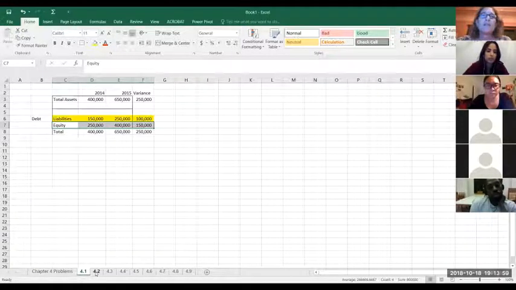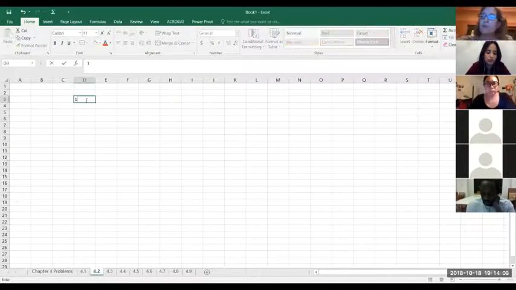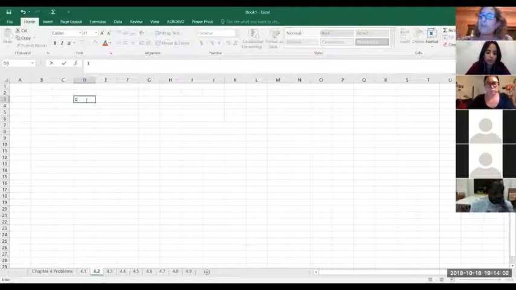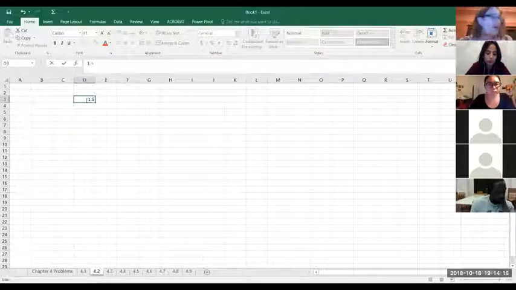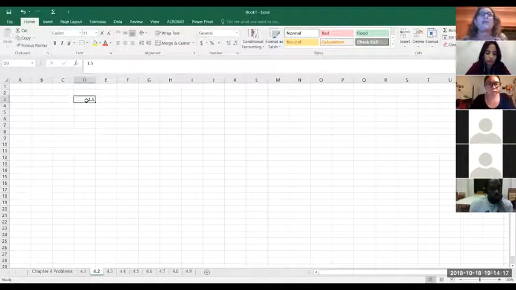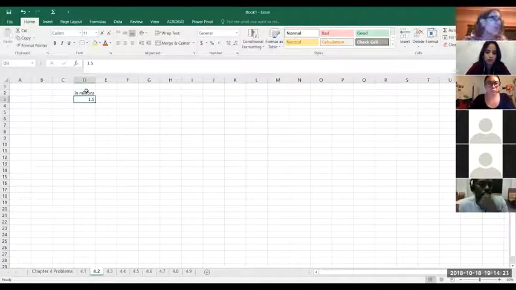The next problem is about an equity balance. In this case, we'll say 1.5 million. Actually, this is in millions, so let's just do it in millions. 1.5 million, that's what that stands for. These are going to be in millions, so I'm going to say 1.5.